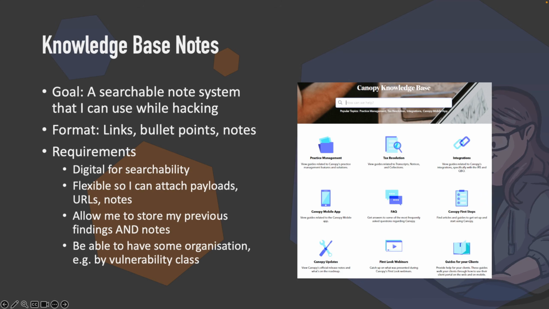Okay, so then we have knowledge-based notes. So really what you want from your knowledge base is a searchable note system that you can use while hacking. You want to very quickly be able to figure out what vulnerabilities to test for and which ones aren't worth looking for. And what format that goes in is completely up to you. Is that links? Is that just bullet points? Is that like full-blown notes?